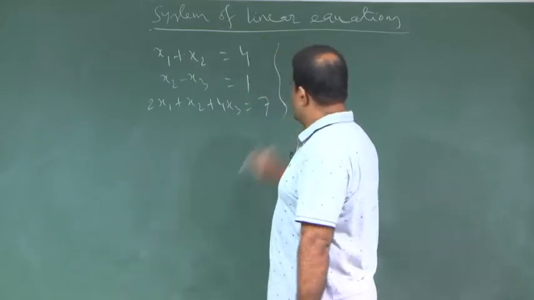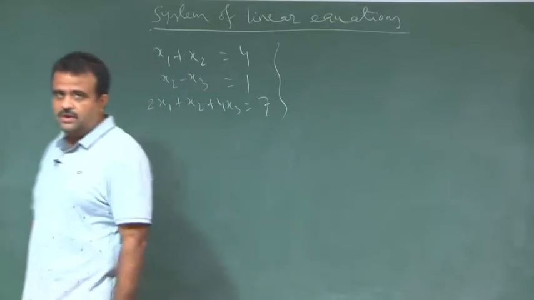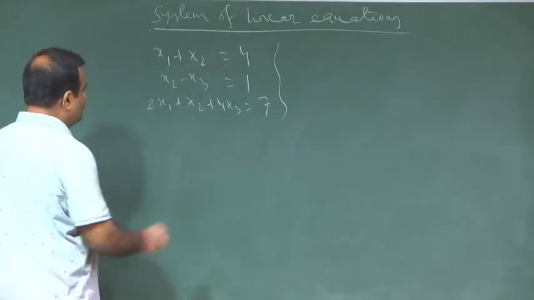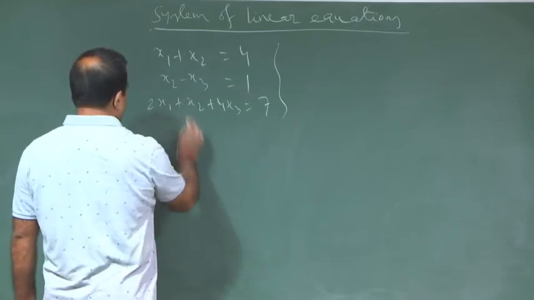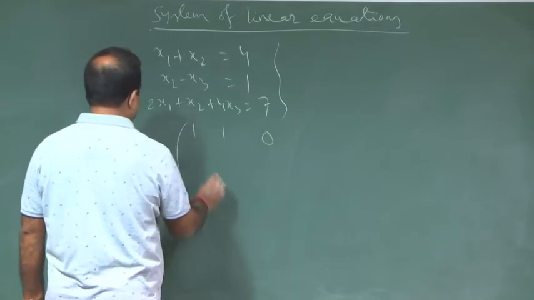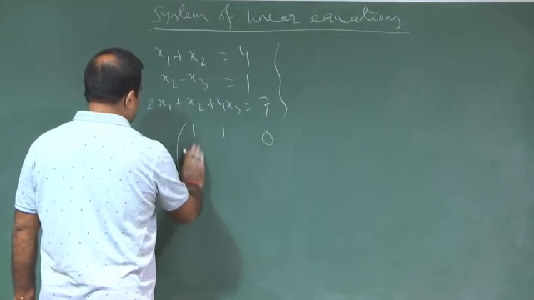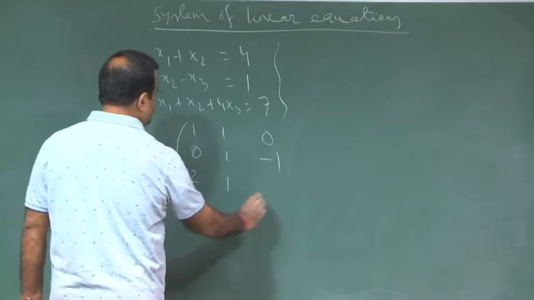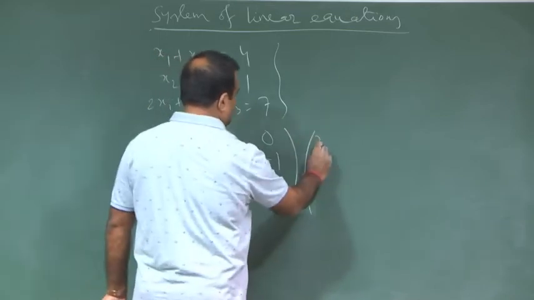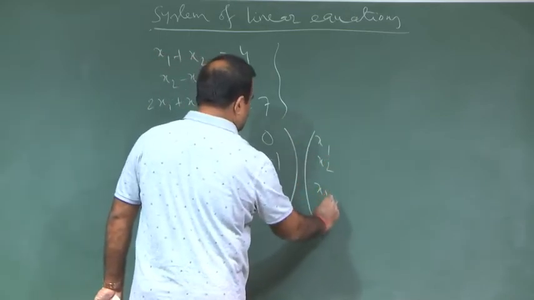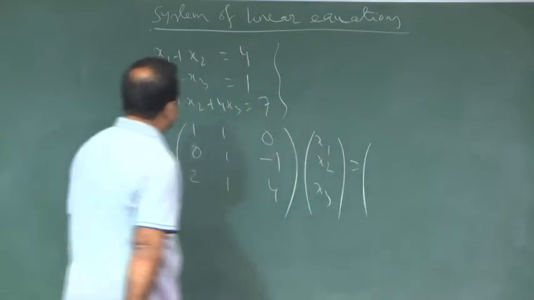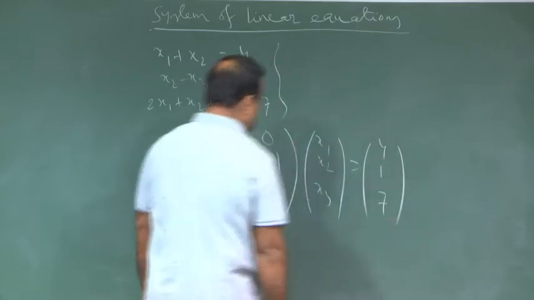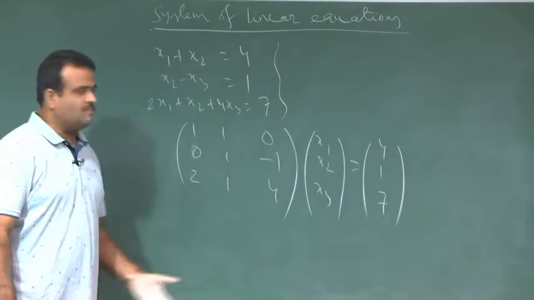So, suppose we have this system of equations. Now, the question is how we can solve this. We want to write this system in matrix form. How to write it in matrix form? We can write the matrix [1 1 0; 0 1 -1; 2 1 4] times [x1 x2 x3] equal to [4 1 7]. Any system of equations can be written in matrix form like this.